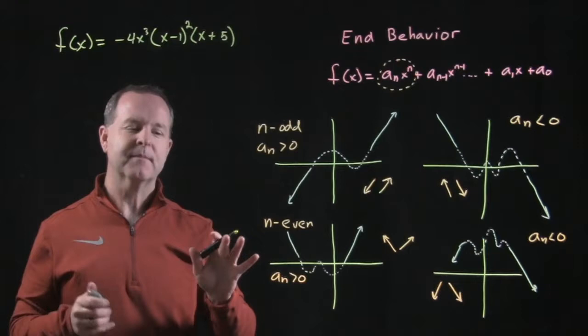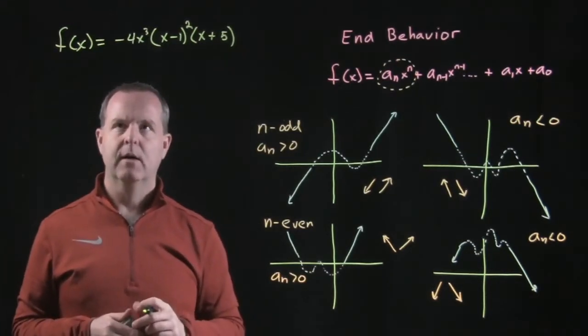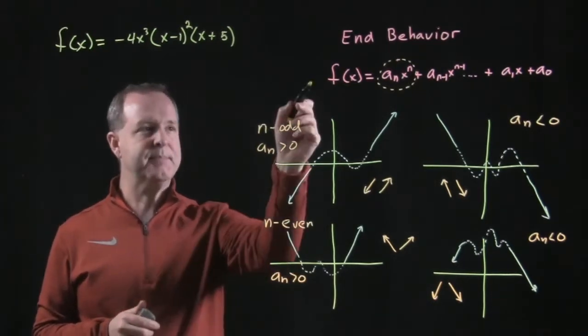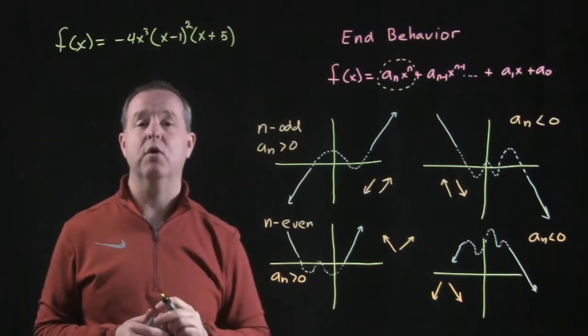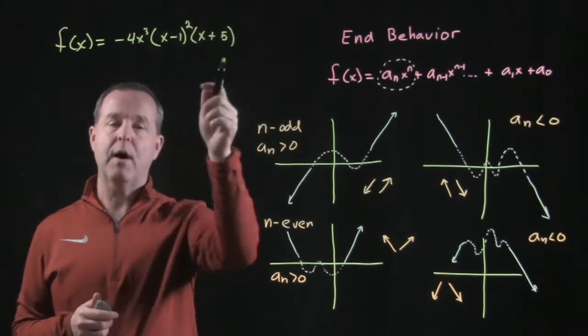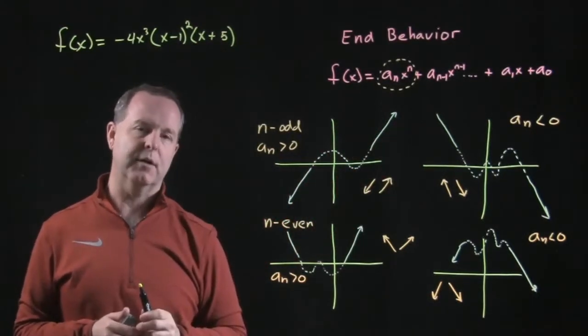Another example to try to figure out what its end behavior looks like. Well, I have a function written, but it's kind of disguised because it's not specifically in the standard polynomial function form. It's a product rather than a collection of cascading terms. It's a product of terms.